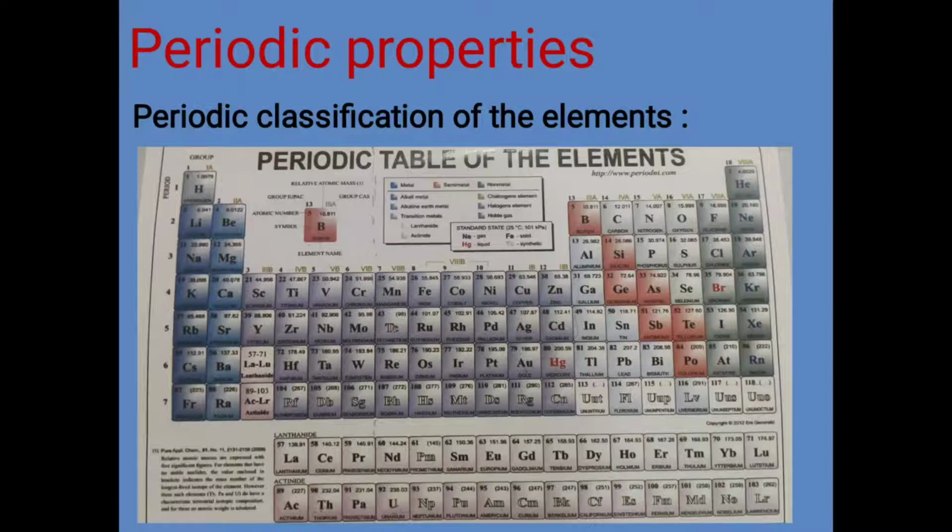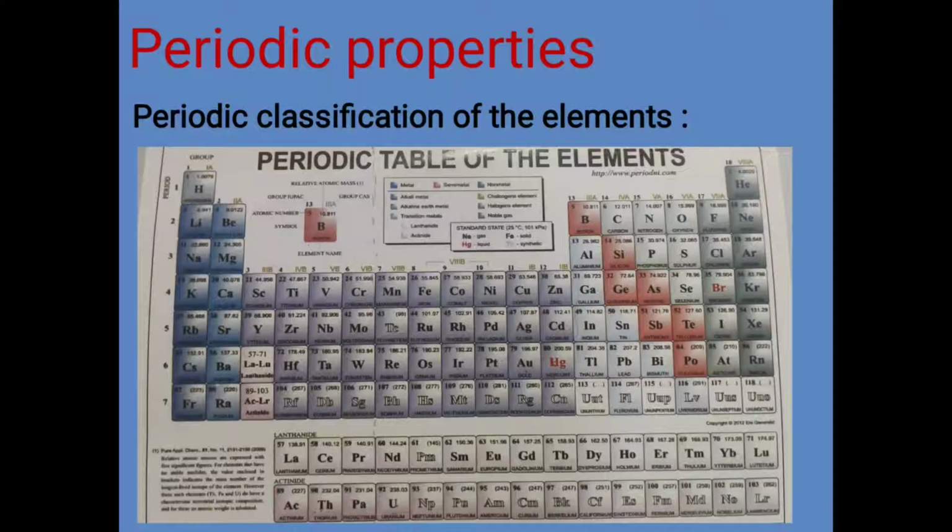See here in our modern periodic table, the horizontal rows are called periods, and there are 7 periods in total. The first period has only 2 elements, hydrogen and helium.